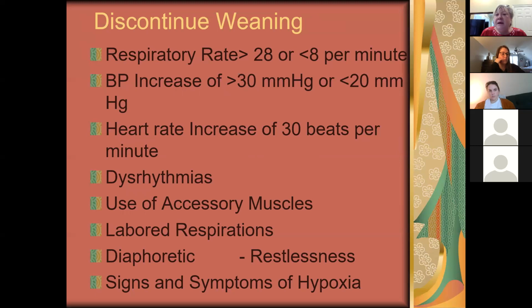If for some reason they become unstable, stop the weaning. Their heart rate goes up. Heart rate goes down. Respiratory rate goes up. Respiratory rate goes down. Blood pressure goes up. Blood pressure goes down. Stop it. They start to have sinus tach. They start to have PVCs. Stop it.